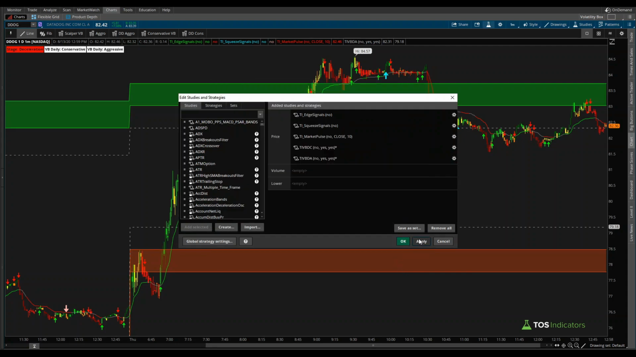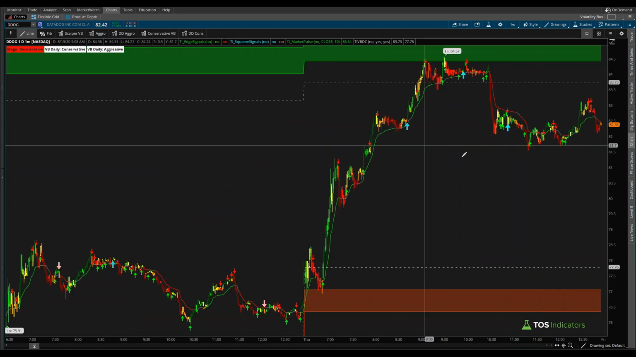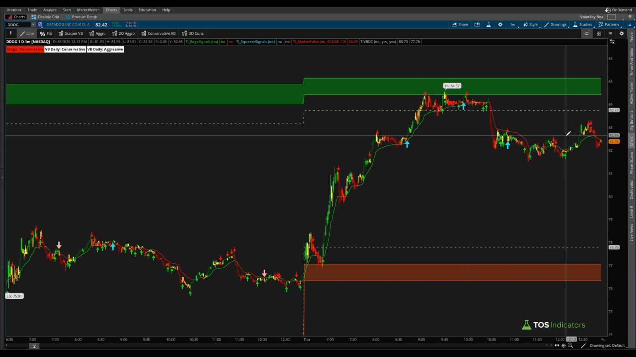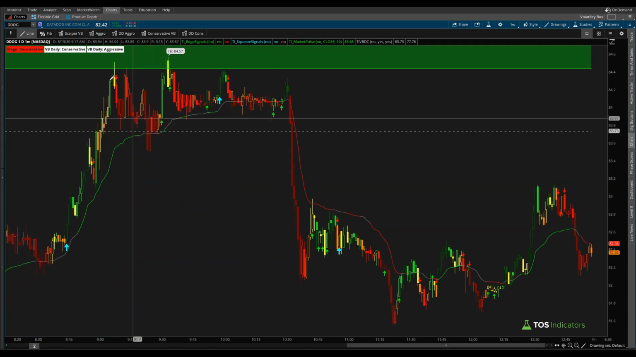So let me go ahead and pull that up, hide the aggressive, and that's where, off of the conservative model, if I zoom out, you should already notice just a quick eye test that this did a much better job of containing price action.